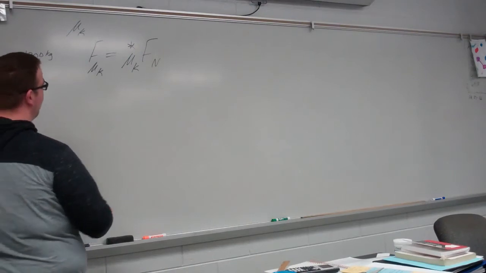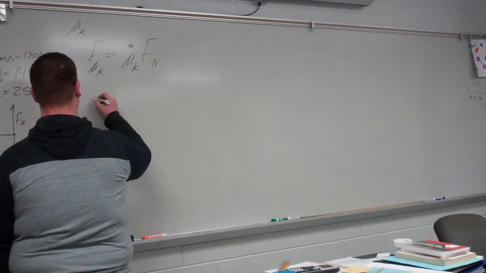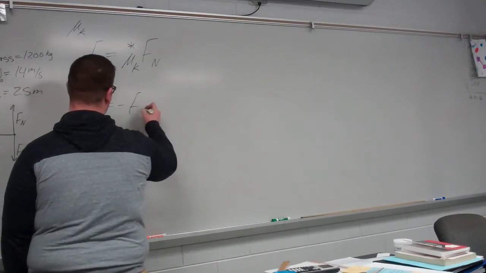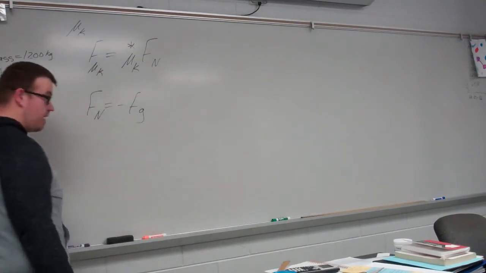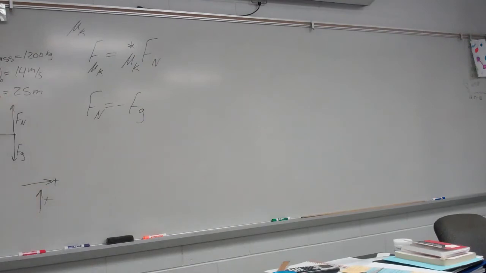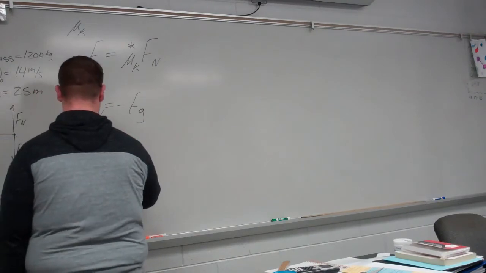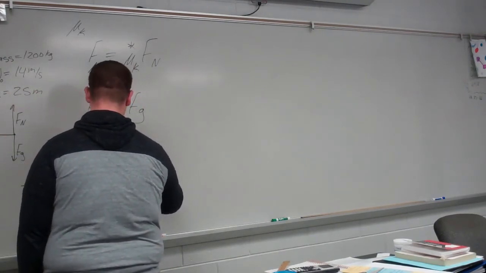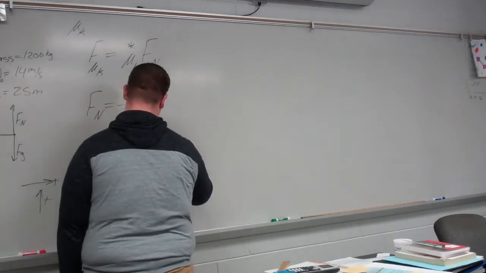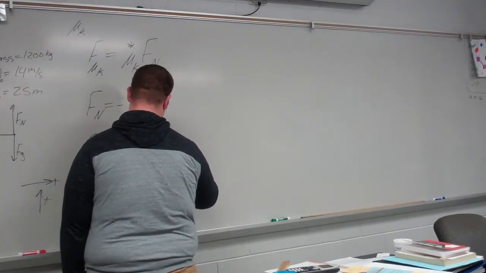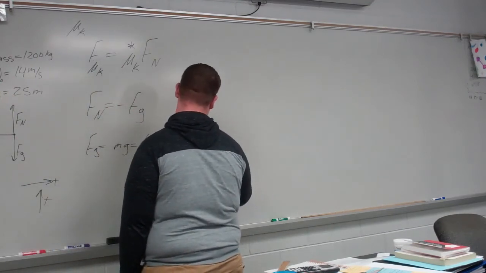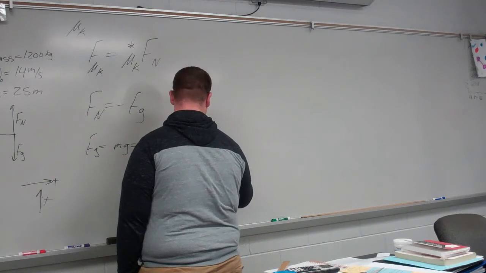Alright, so we have normal force is equal and opposite to force of gravity, because it's equal in magnitude but opposite in direction. So I'm going to find force of gravity, which will equal my mass times gravity. My mass is 1,200 kilograms, times gravity, which is negative 9.81 meters per second squared.